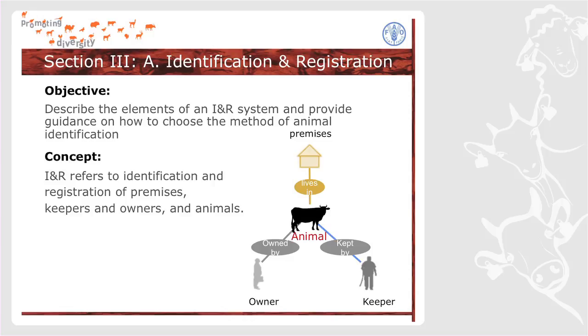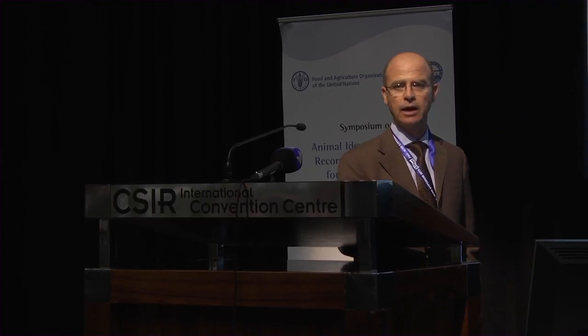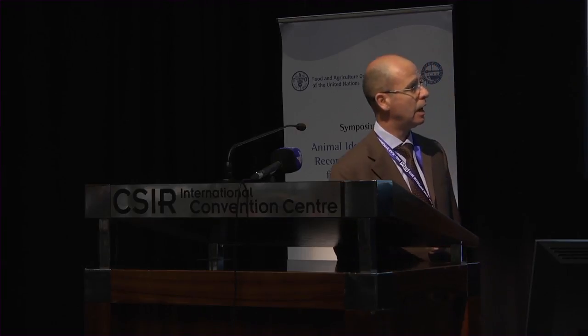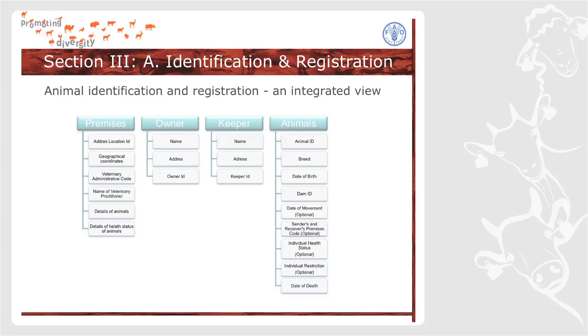The concept is quite simple. All these elements are linked together through the animal. The animal lives in, or is located in, a premise. It's owned by an owner and it's kept by a keeper. So through the animal identification, we can link all these elements together in the database. Of course, this is just schematic. There are several cases: several people can be the owner of an animal, or a keeper may be the keeper of several herds. But the principle in terms of building the database is that. So this is an integrated view of animal identification and registration.